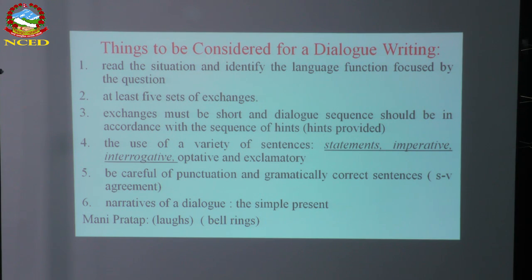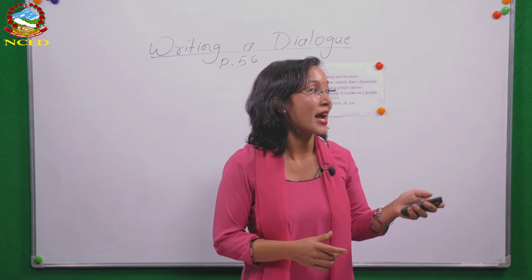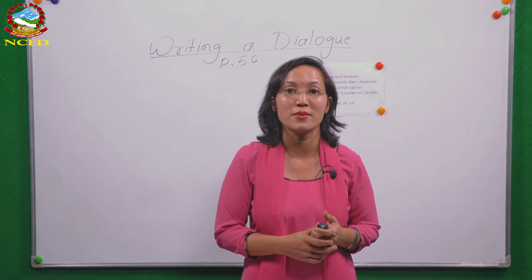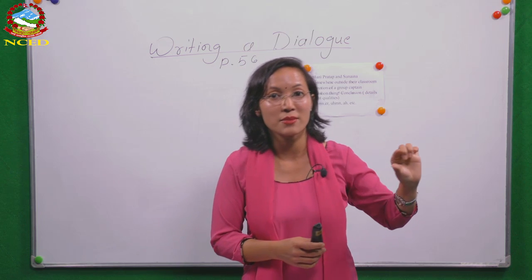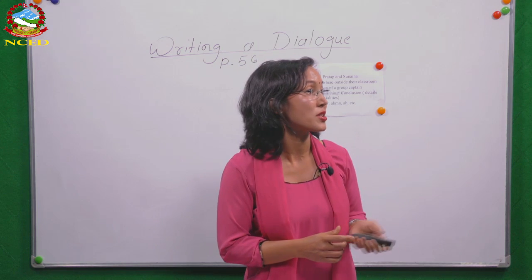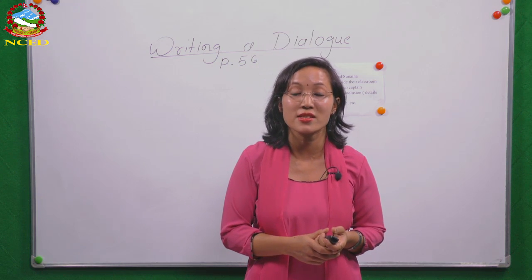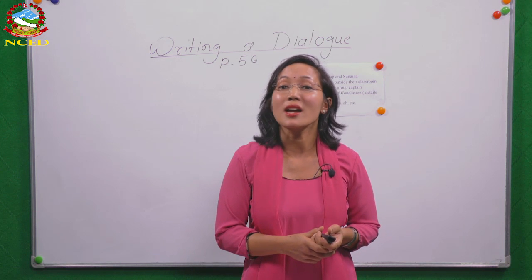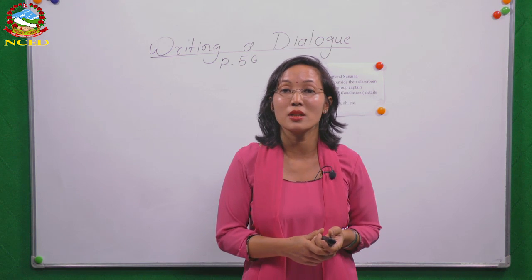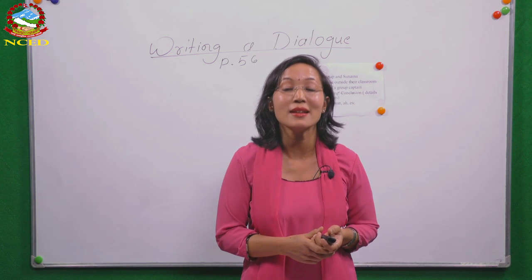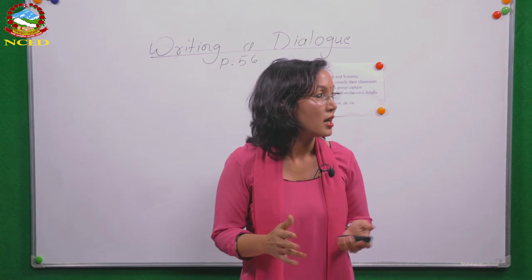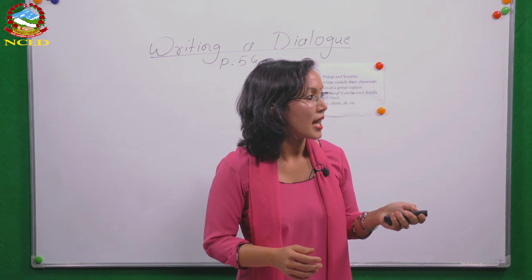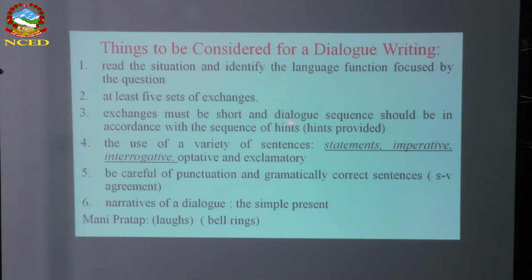I don't know how many of you noticed this. At least means there could be more than 5 sets. One set means one exchange between the two participants. There must be at least 5 sets of exchanges, not less than 5, but the dialogue could have more than 5. Is that clear? Next, exchanges must be short.